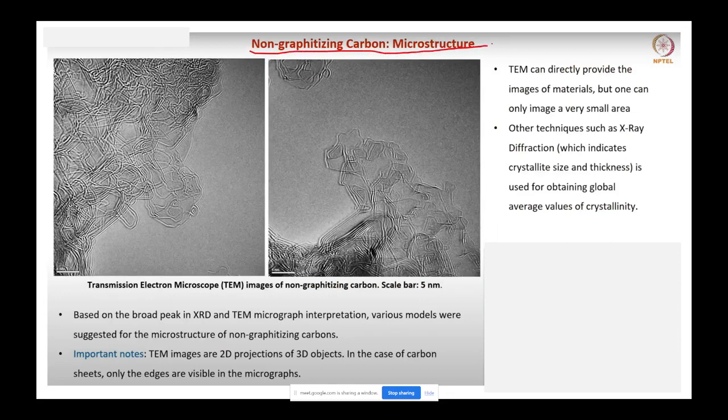Non-graphitizing carbon microstructure. So, what did you observe from this micrograph, or this image? What information can you obtain from this image as a metallurgist or a material scientist?